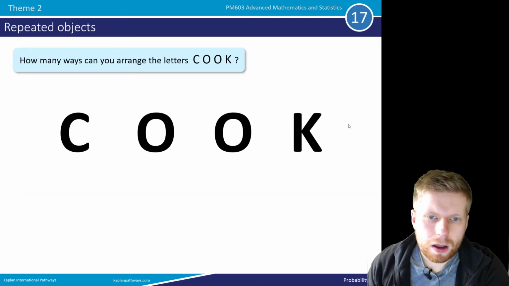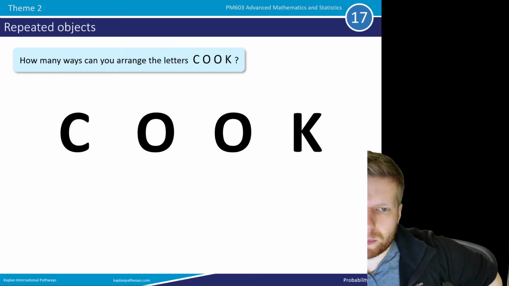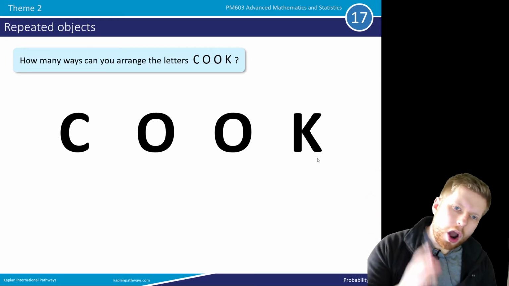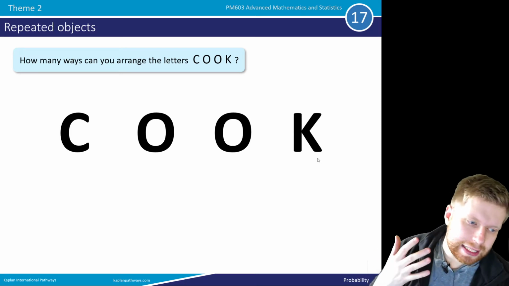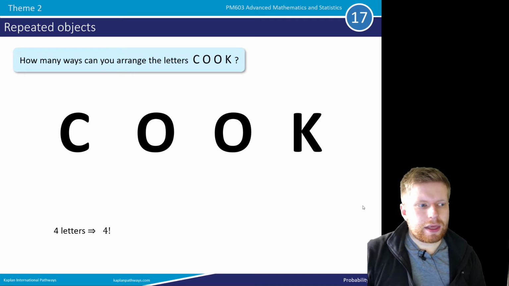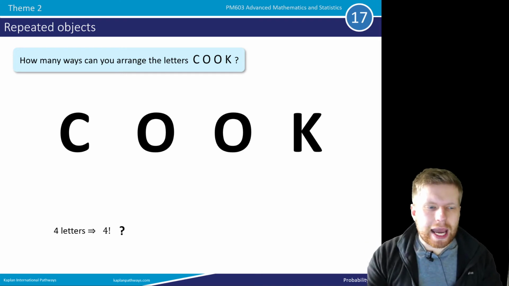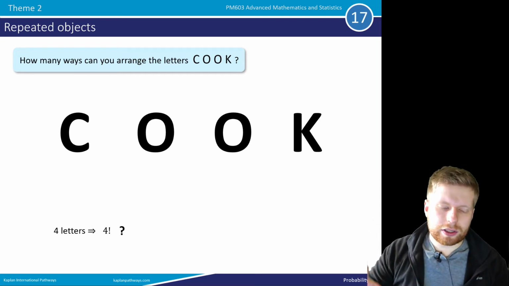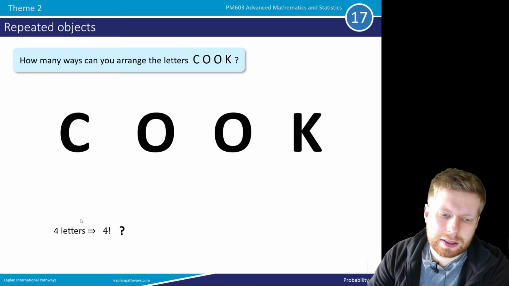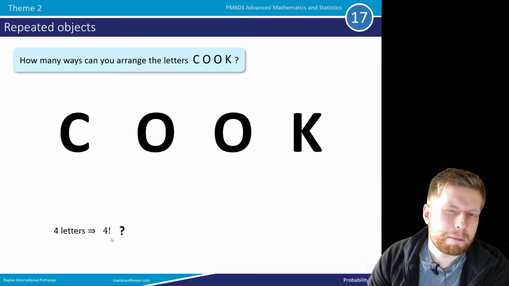All right, so now let's have a look and see what happens if we have a few conditions. Let's suppose I have the letters COOK, C-O-O-K, and I want to work out how many different ways I can arrange these letters in a line. Well, you look here and say, hang on a minute, there's 4 different letters. I've just seen in the last few slides that if I have n objects, the number of different orderings for those would be n factorial. So if I've got 4 letters, it makes sense that the number of different orderings for these 4 letters should be 4 factorial.